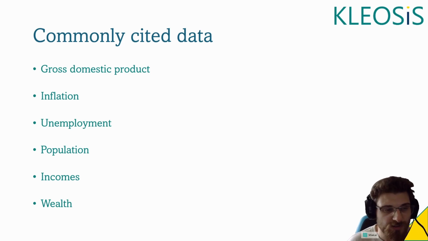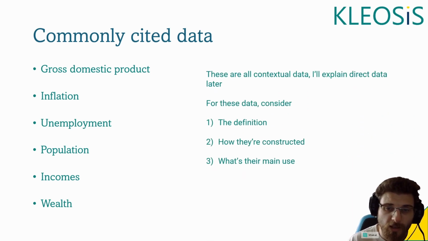So some commonly cited data in the contextual group, which we're starting with, are going to be gross domestic product, inflation, unemployment, population, incomes, and wealth. We're starting with contextual data, as I said, and I will explain some direct data later. And for each of these pieces of data, I want to run through what the definition is, how they are constructed, and what their main use might be for practical business economics.